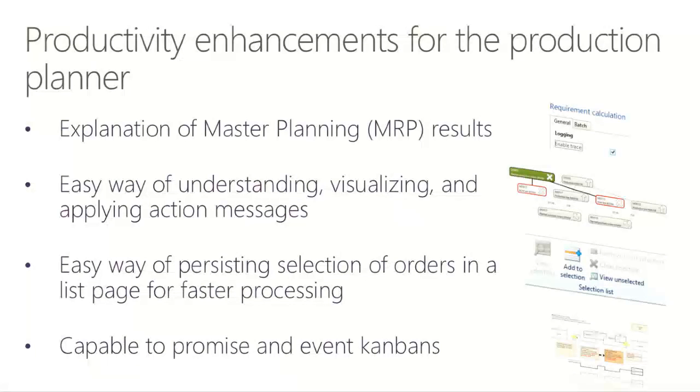The third thing is an easy way to persist selection. It's not really a planning tool, it's more like a general tool, but it happened to be on the planned orders that it's implemented by default. It can also be done other places in the system. I'll get back to that. Then in the end, Konrad will talk about capable to promise and how to utilize event Kanbans with these. So I think that's the overall agenda, so let's dive into it.